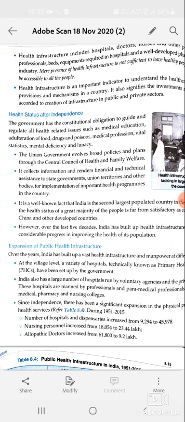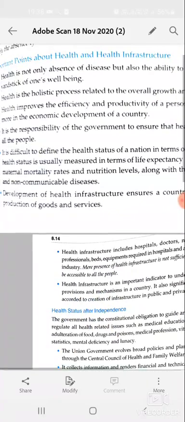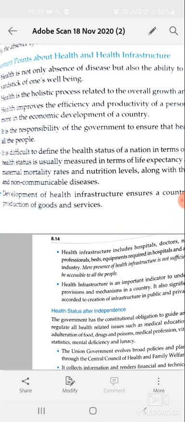Now, development of health infrastructure. Development of health infrastructure ensures a contingent of healthy manpower for the production of goods. If health is good, the health system produces healthy labor, which contributes more to the GDP, as I have told earlier. Now, health infrastructure includes hospitals, doctors, nurses, paramedical professionals, beds in the hospital, equipment in hospitals, and the pharmaceutical industry, the medicine industry. These include health infrastructure.